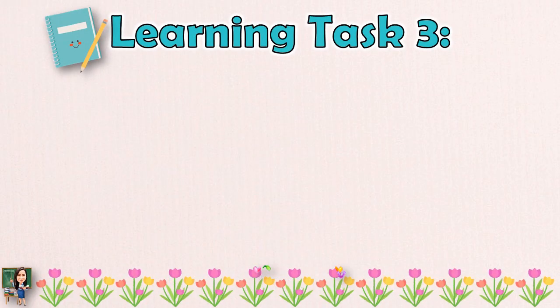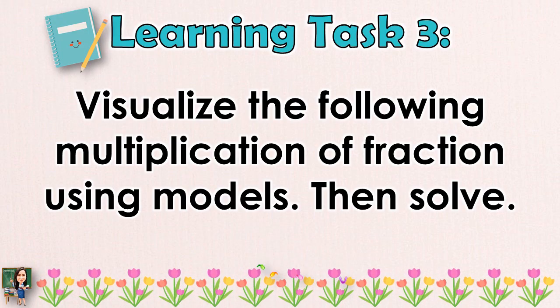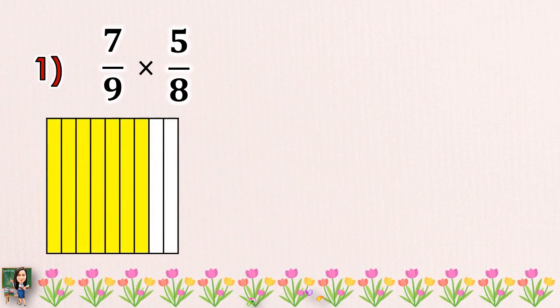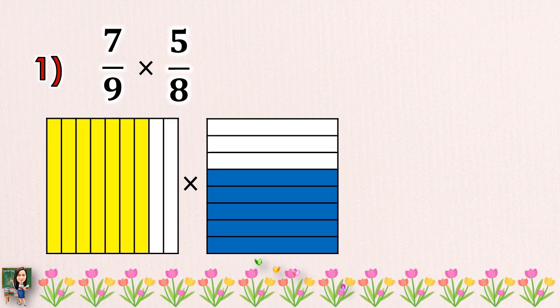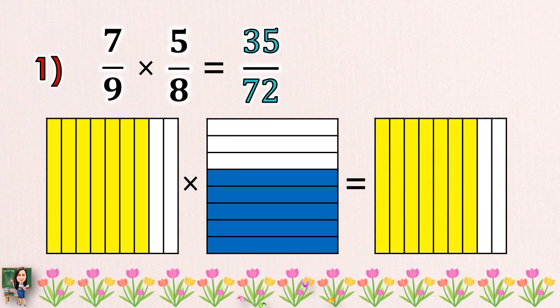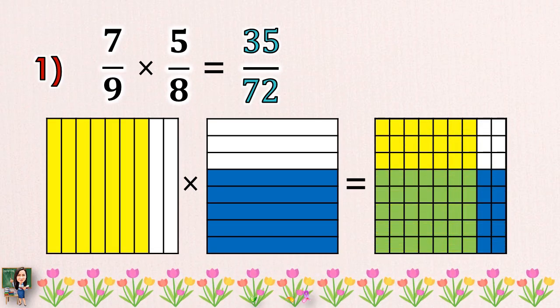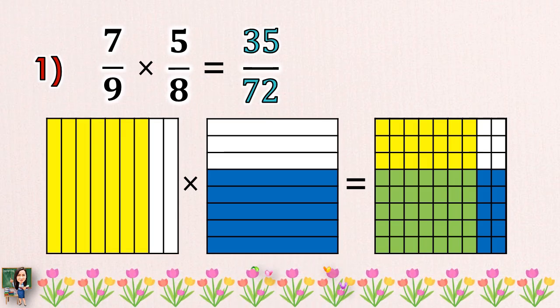Learning task 3. Visualize the following multiplication of fractions using models, then solve. Number 1. 7/9 times 5/8. 7 times 5 equals 35. 9 times 8 equals 72. Then combine 7/9 and 5/8. The combination of yellow and blue is green. The green shaded part is 35 over 72.